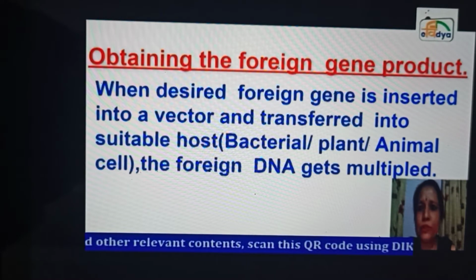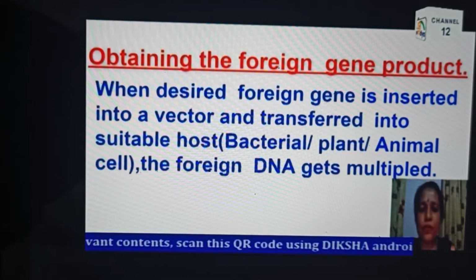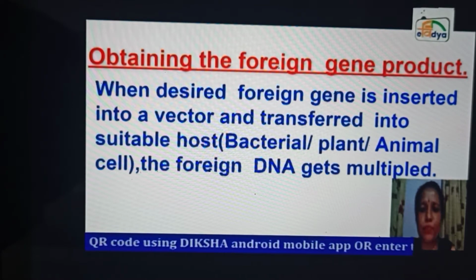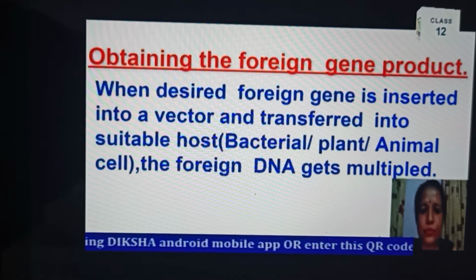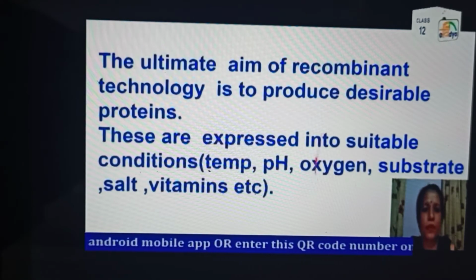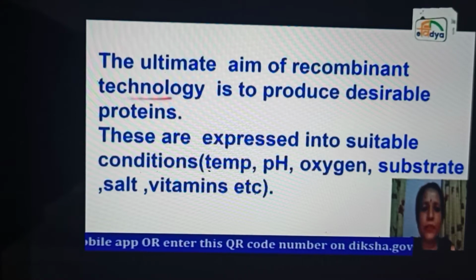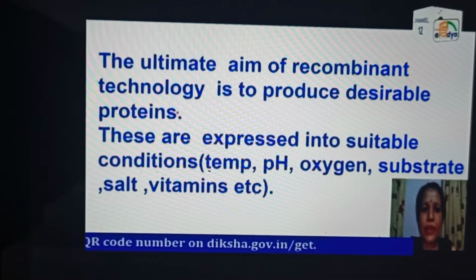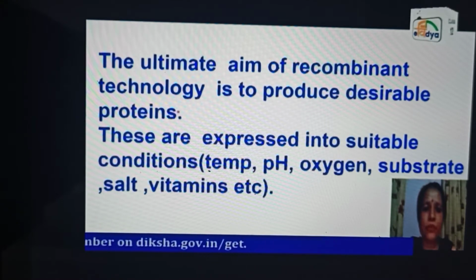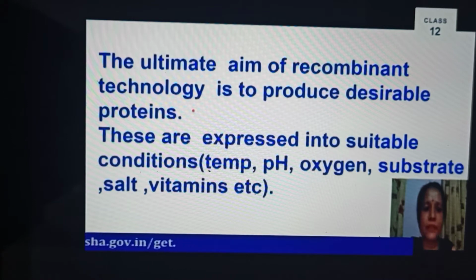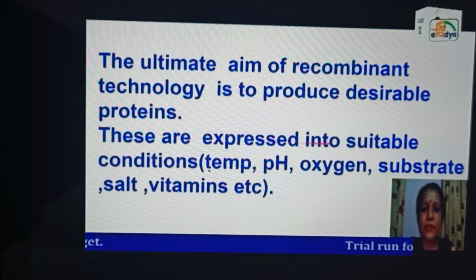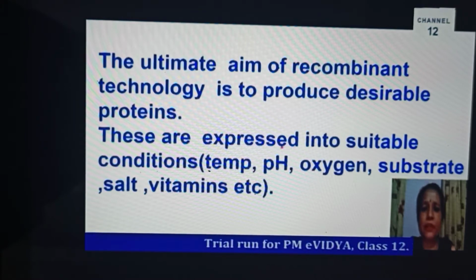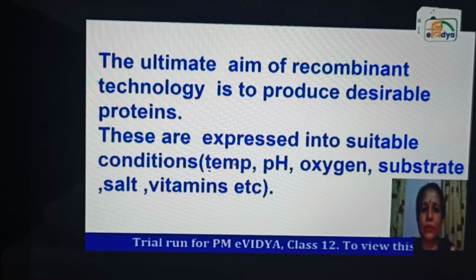So, if we want our gene of interest to multiply in the host cell and to obtain these desired proteins, we have to carry out several processes. So the ultimate aim of recombinant technology is to produce the desirable proteins. These proteins will express themselves in the host cell if they get suitable conditions.